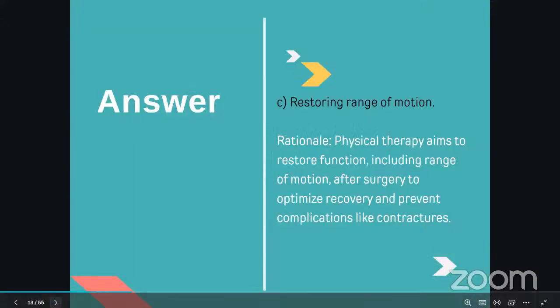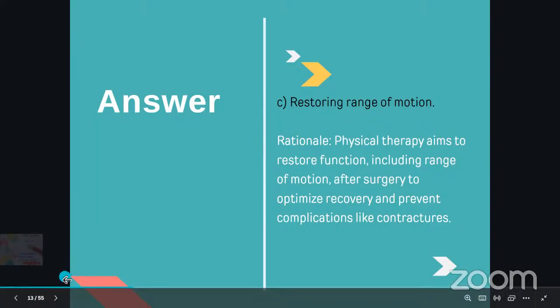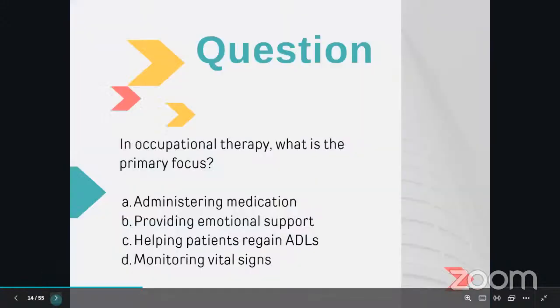Let's check our answer. It is C, restoring range of motion. So one of the biggest concerns when somebody has had surgery is that we want to make sure that we maintain their level of function. We want to make sure that they have range of motion and we optimize their recovery time. So we want to restore their strength and restore their range of motion.